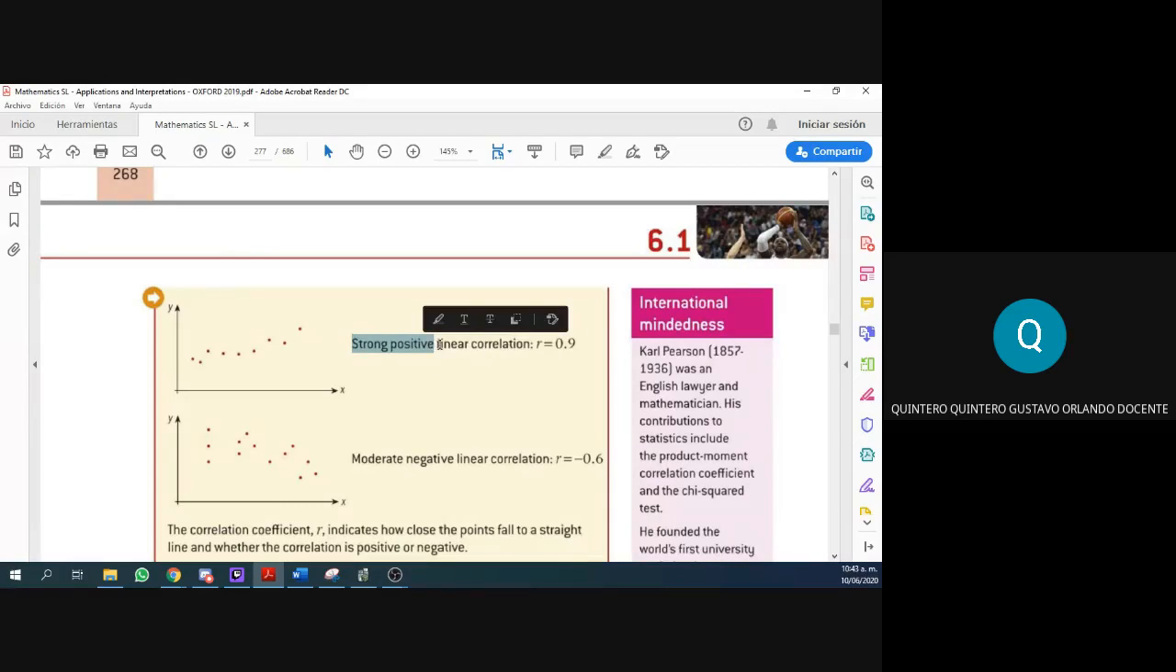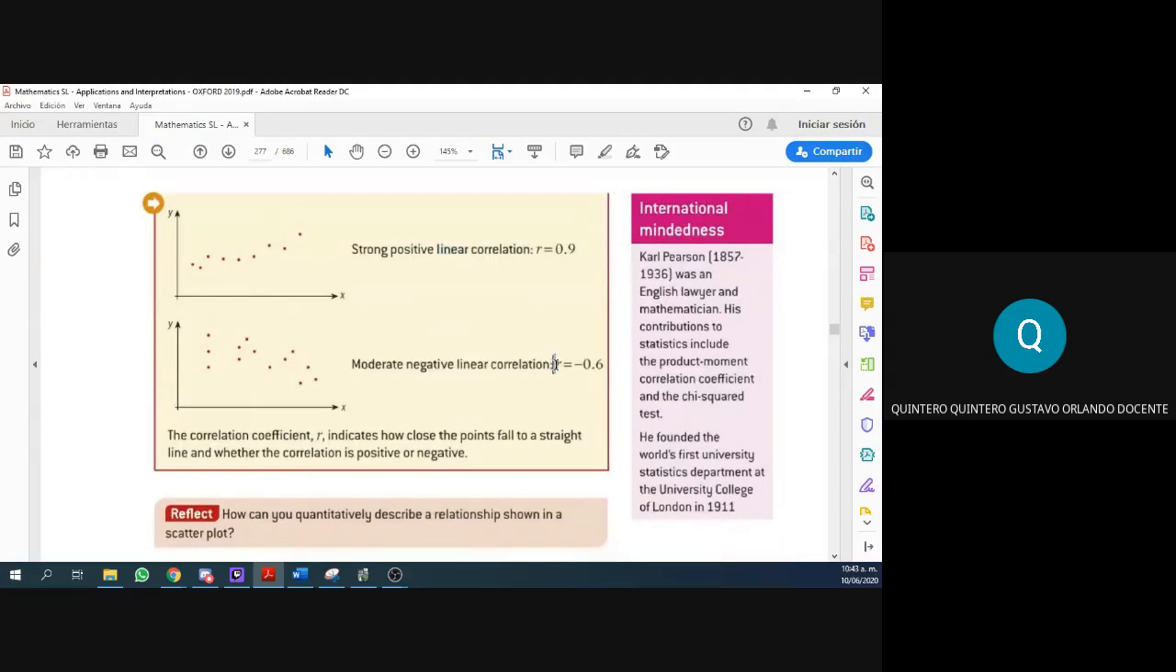Don't forget about linear. We have to say this is a linear correlation as well, because as we saw last class, sometimes we don't have linear correlations. Sometimes we have exponential correlations or quadratic correlations or any other type of correlation, right? This is a linear correlation simply because it looks like a line, right? Beautiful. How about this one?